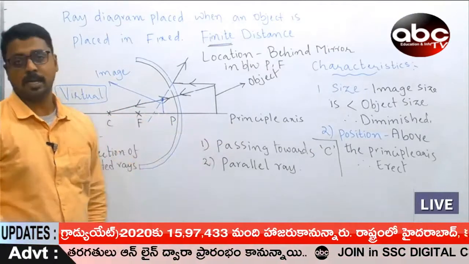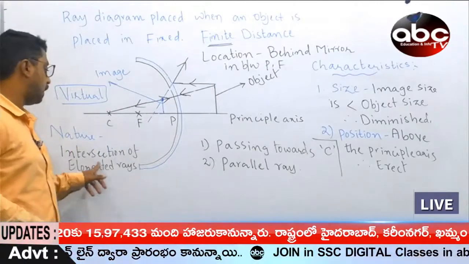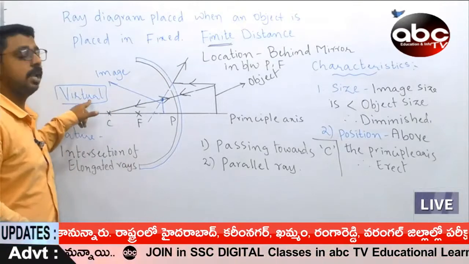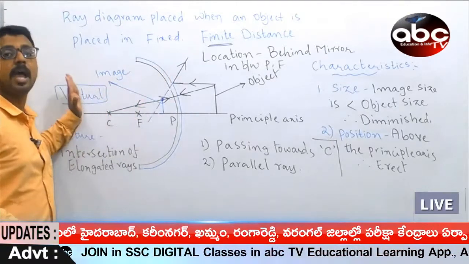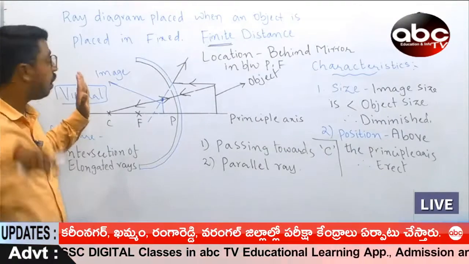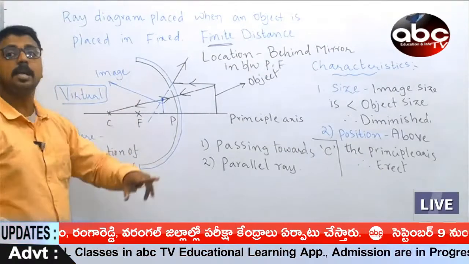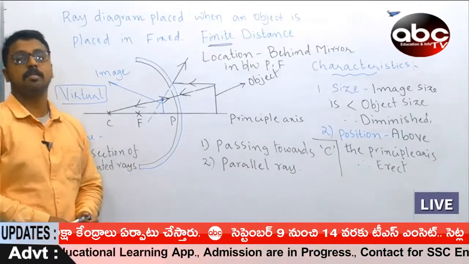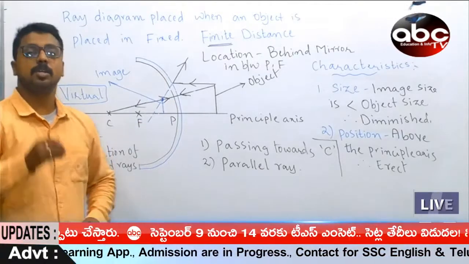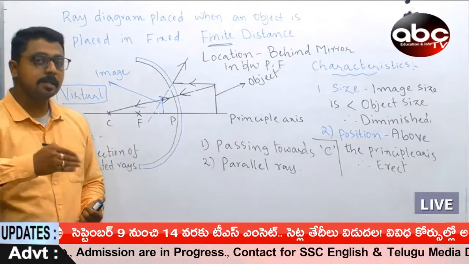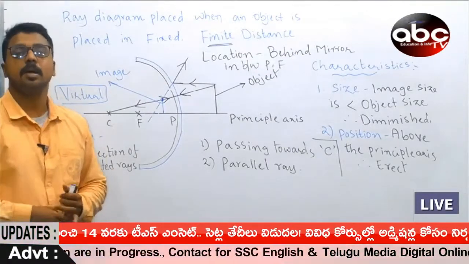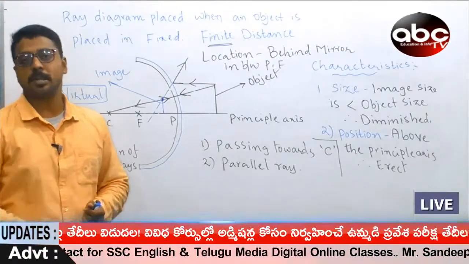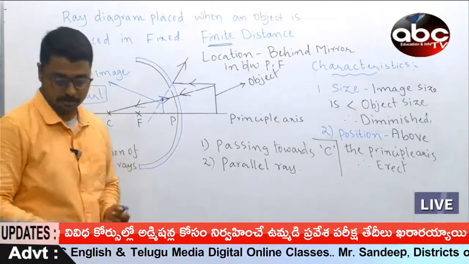Of course, it is an erect image. Both are formed by the intersection of elongated rays, so the nature is virtual. Both are lying behind the mirror. The first case is formed at the focus. The second case is formed in between pole and focus. With this, we have completed the ray diagrams which are useful for you. Let us go back to the next topic of mirrors, that is, applications of spherical mirrors, the uses of spherical mirrors.